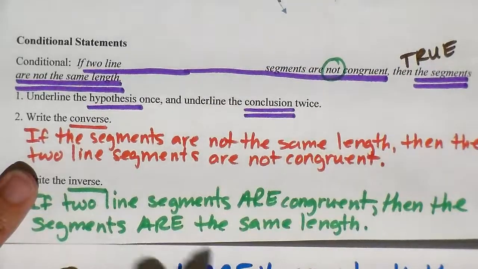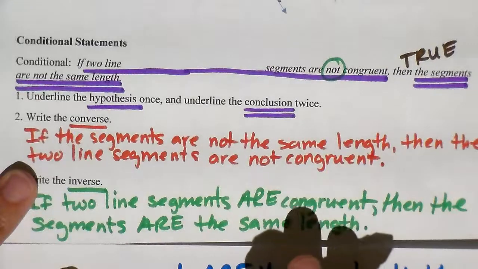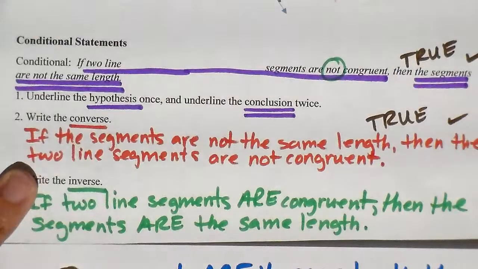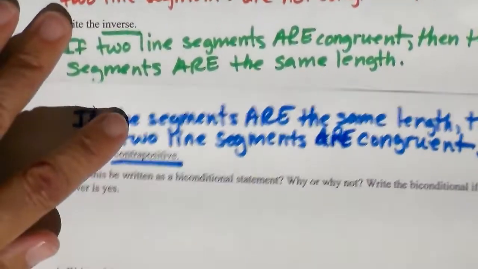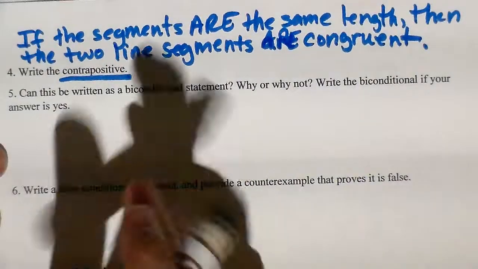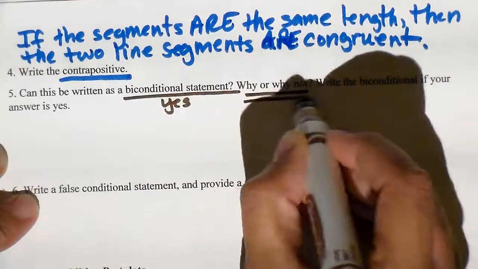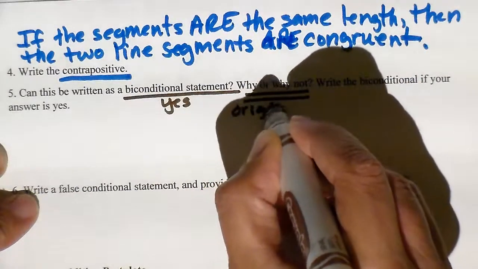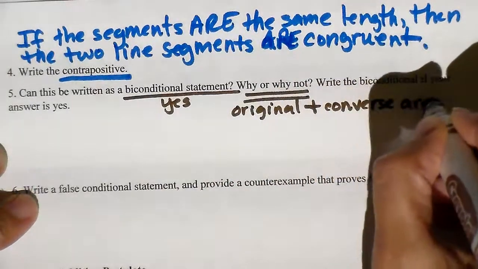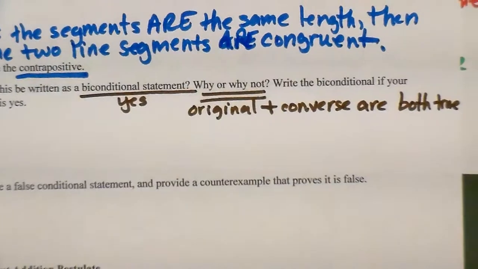So let's test the converse. If the segments are not the same length, then they are not congruent. Is that true? Yes. They are both true statements, so we can write them as a biconditional. Now, how do you write it as a biconditional? First of all, it asks, can it be written as a biconditional statement? Your answer is yes. Why or why not? Because the original and converse are both true.